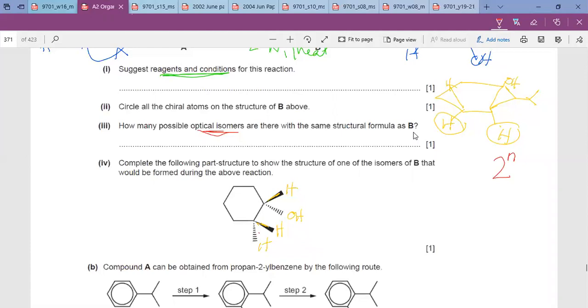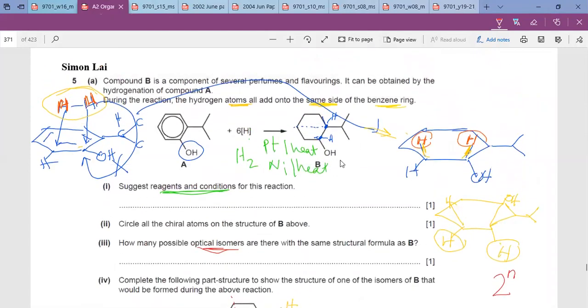So here we have 2. The carbon here and the carbon here being optically active. You put halfway here. No, sorry, I can make a mistake. The carbon here and the carbon here. You put halfway through here.